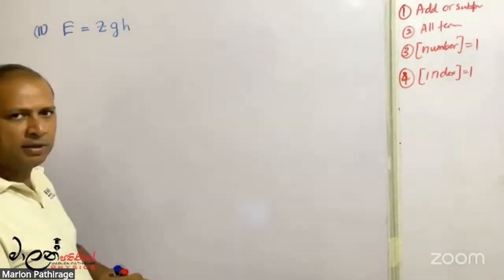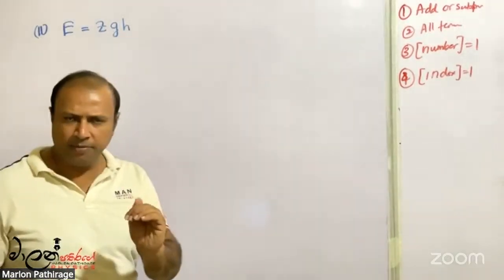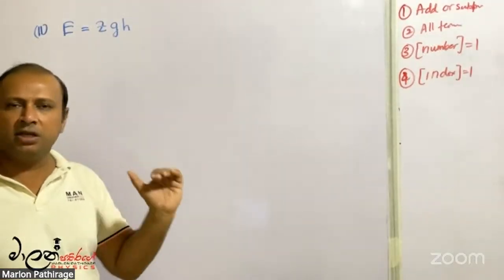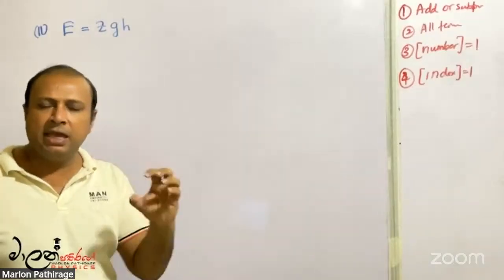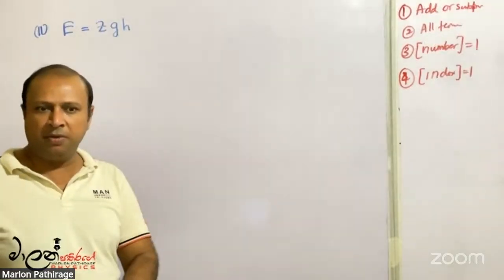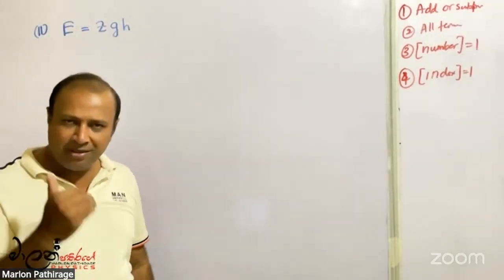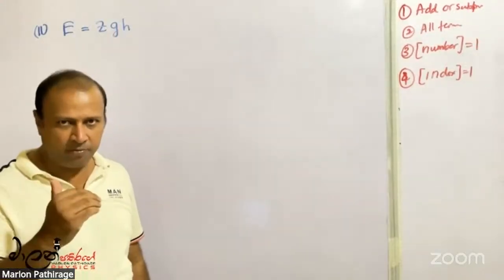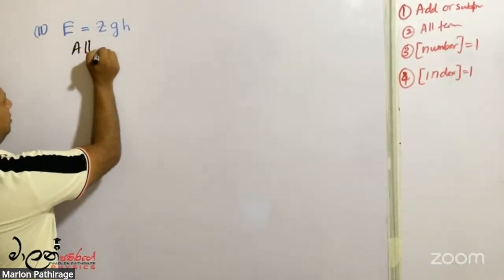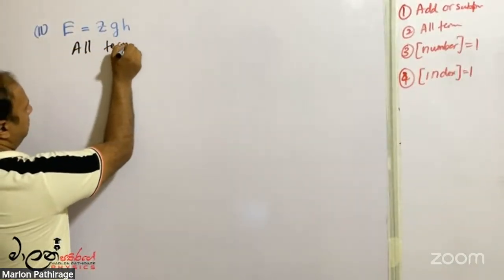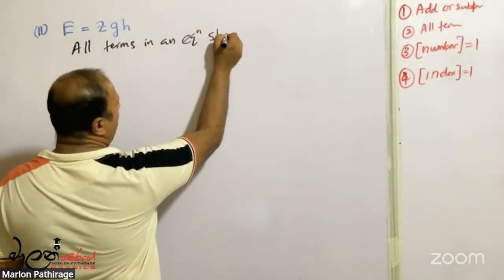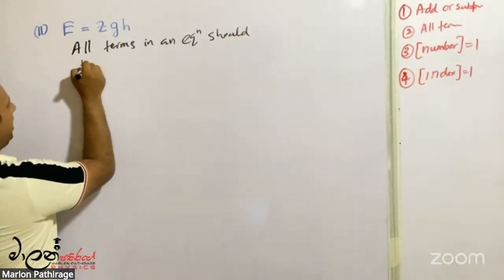So this is the basic concept. This is the basic argument. This is an equation, Pute. Therefore, all the terms in the equation should have the same dimension. That is the argument. What argument? All terms in an equation should have the same dimension.